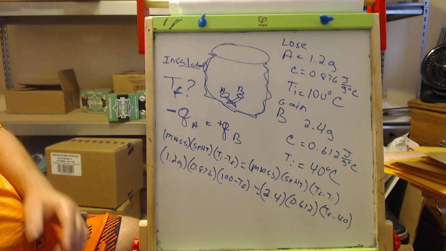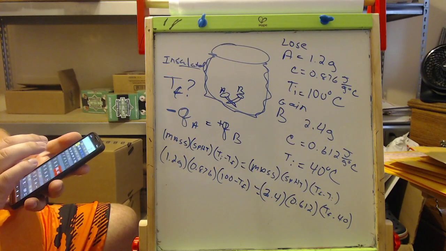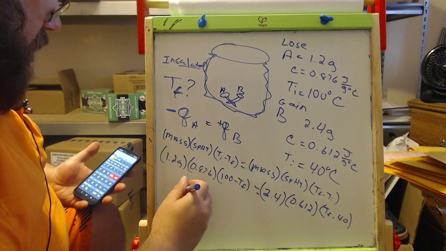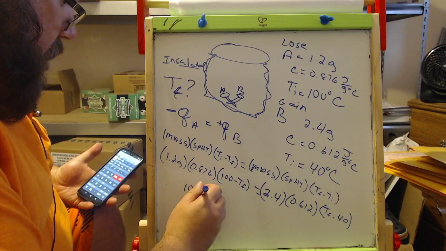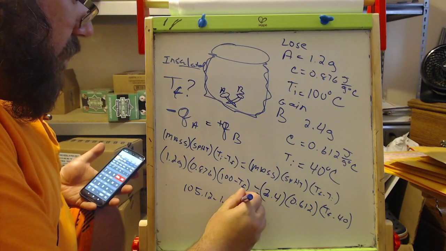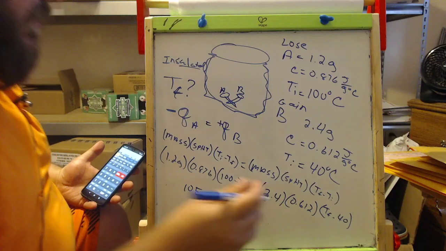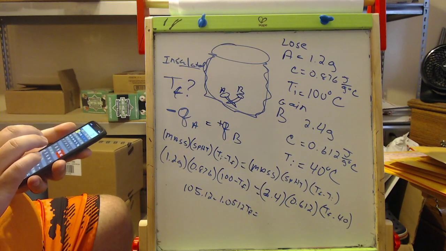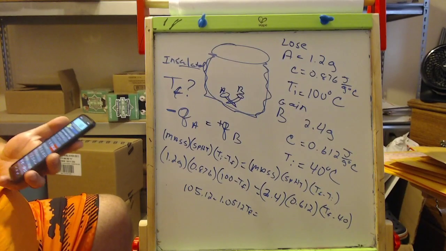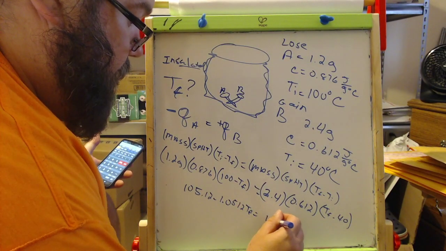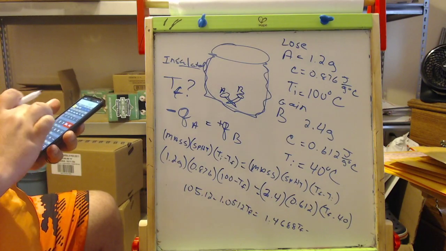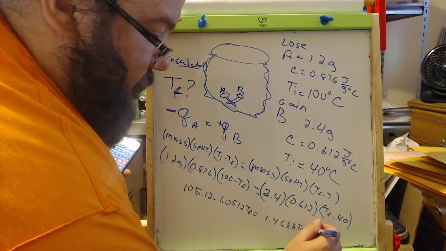And now you'd have to work out all the math here. So 1.2 times 0.876 gives 105.12 minus 1.0512 TF equals, and we do the same on the other side here, 2.4 times 0.612 equals 1.4688 TF minus 2.4 times 40, 58.75.